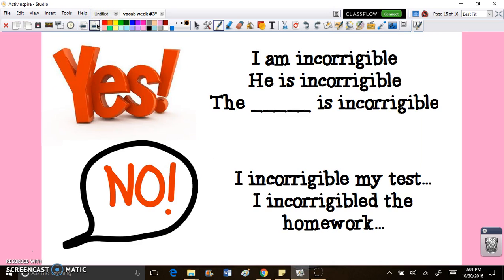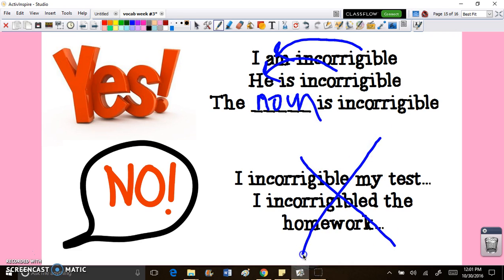All right, so once again, adjective, describe yourself, describe other people, describe things. Do not use it as a verb. You cannot incorrigible your test. You can say the answers on your test were incorrigible.